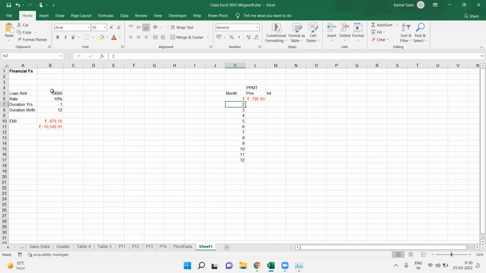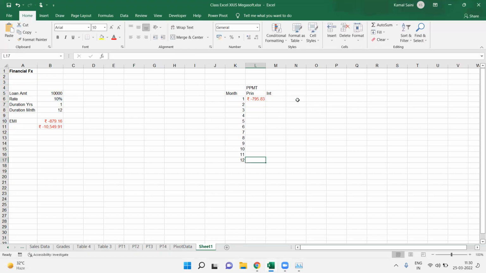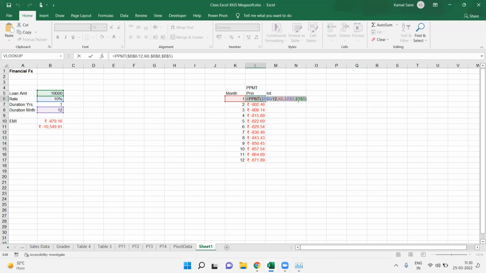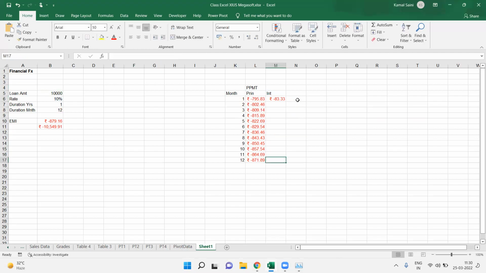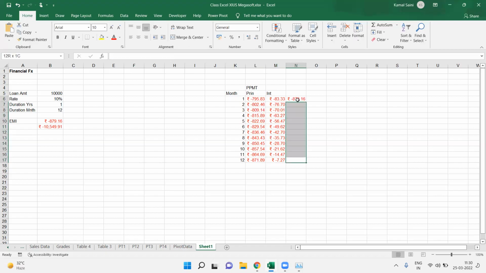Once we close it, now before dragging, we need to freeze certain components. My rate of interest is constant, total duration is constant, principal value is constant, and just drag. Likewise, you have another function named IPMT, which calculates the interest for the following value. Now, when I add both the components, it shows me the total EMI that I pay.